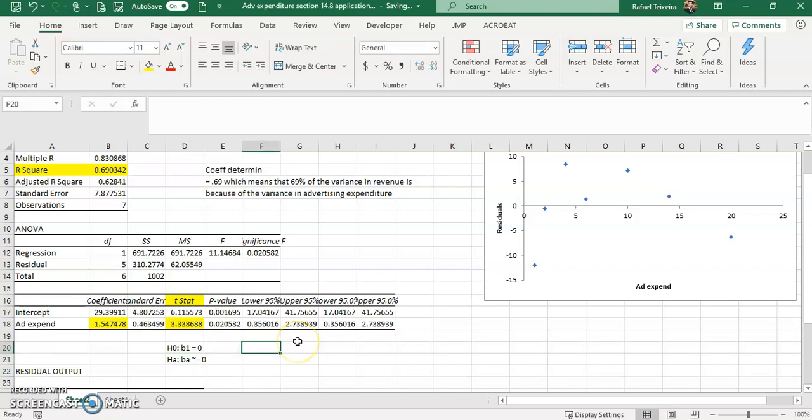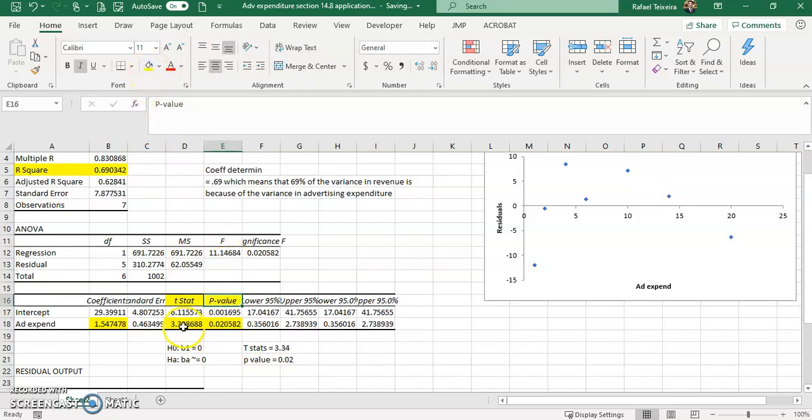And the t-statistic is equal to 3.33. Let's go 3.34, rounding up. And the p-value is equal to 0.02. Okay, it is here, the p-value.